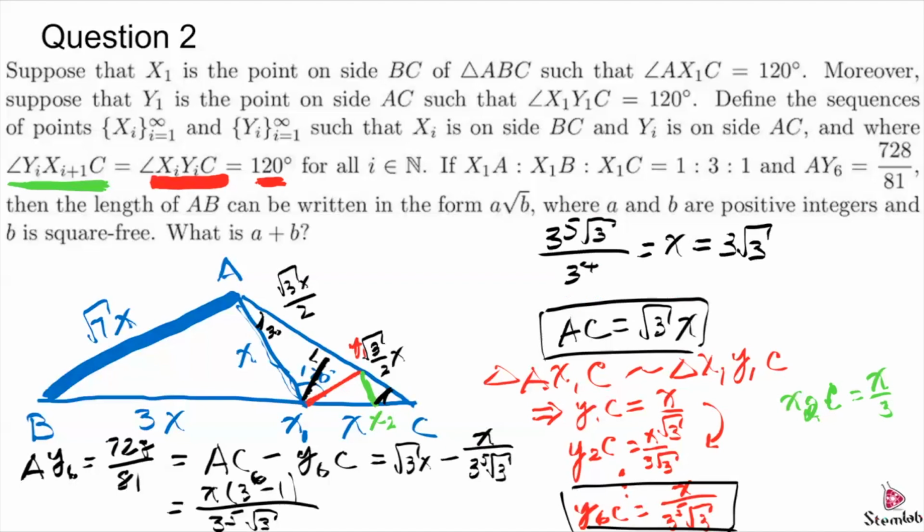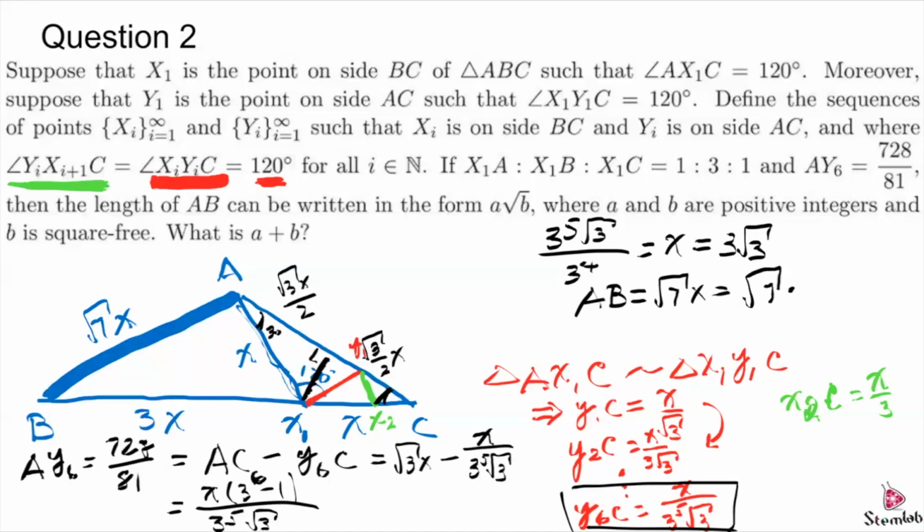Okay, so x is basically equal to 3 root 3. Note that since AB is equal to root 7x, then AB, which is root 7x, is no more than root 7 times root 3 times 3, or 3 root 21. So we're looking for the form a root b, so we have it, and we want a plus b, so it's just basically 3 plus 21, which is 24.